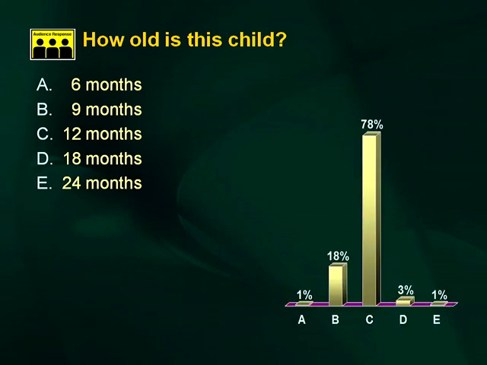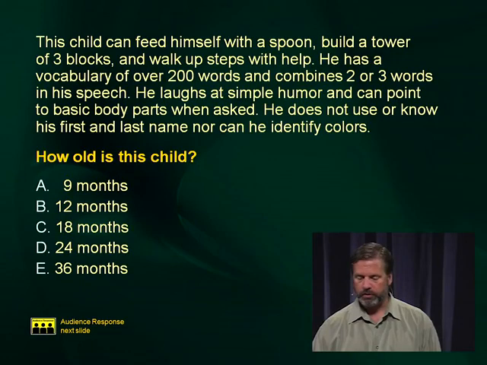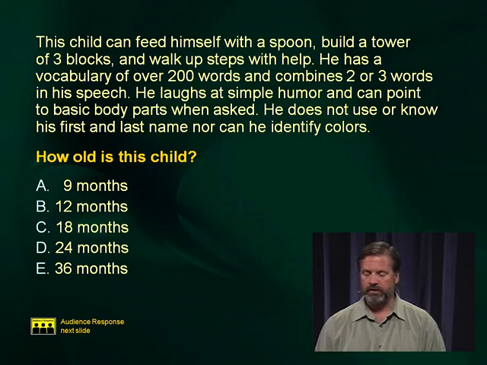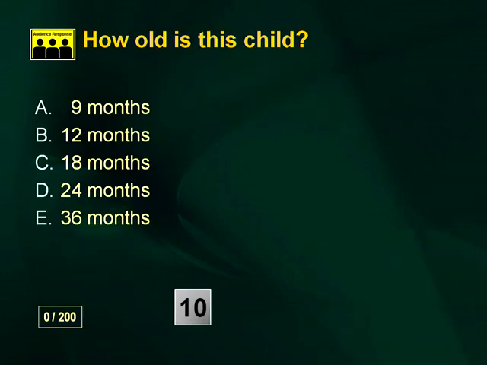So I think that's a good choice. You're picking sort of the middle of the group for those abilities. You're really probably looking at a 12-month-old. Right, this child can feed himself with a spoon, build a tower of 3 blocks, walk up steps with help. He has a vocabulary of over 200 words and combines 2 to 3 words in his speech. He laughs at simple humor and can point to basic body parts when asked. He does not use or know his first and last name, nor can he identify colors. How old is this child?